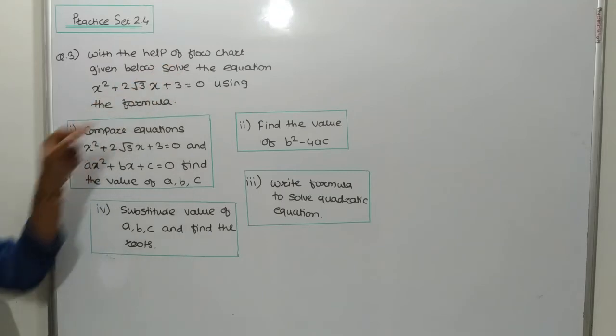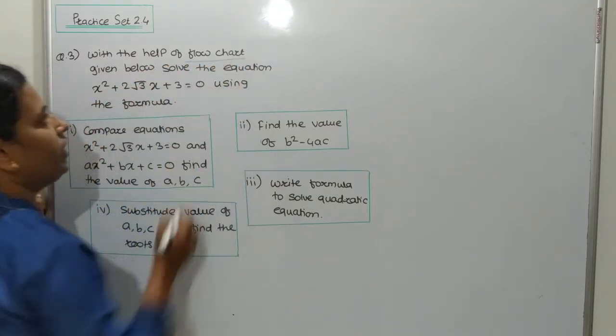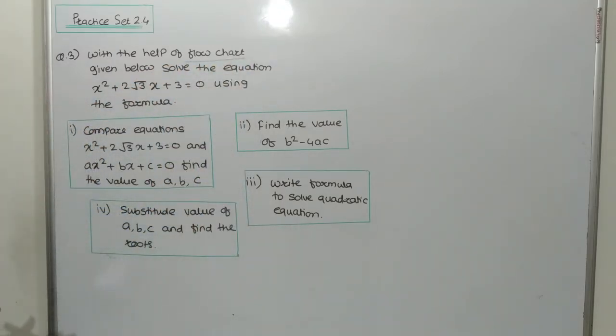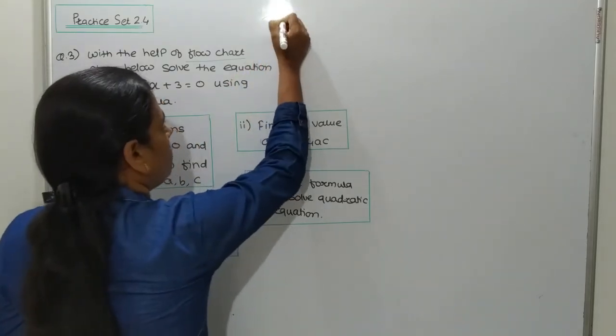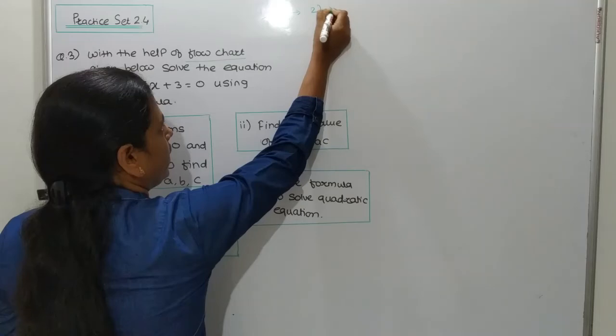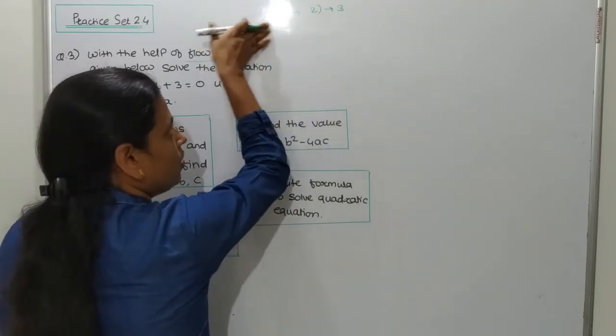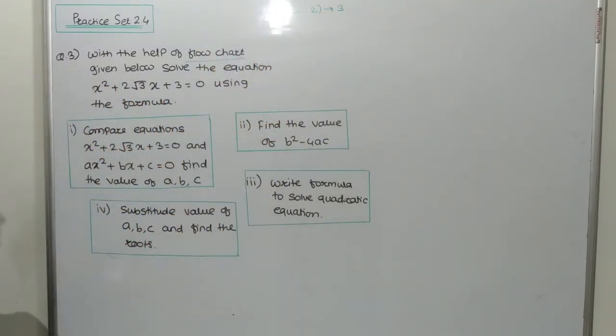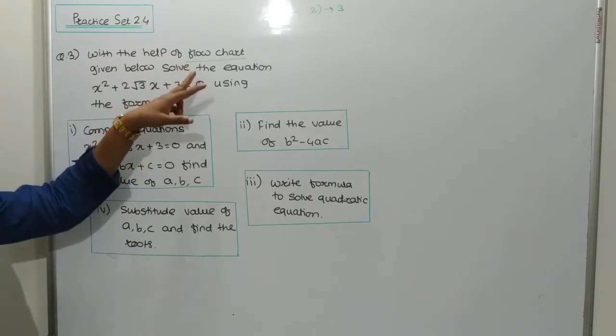With the help of a flow chart. What is meant by a flow chart? That means we have to define the flow for solving this quadratic equation. After one step, what do we have to do? After the second step, what do we have to do? We have to define the flow of solving the quadratic equation. This is the flow chart.